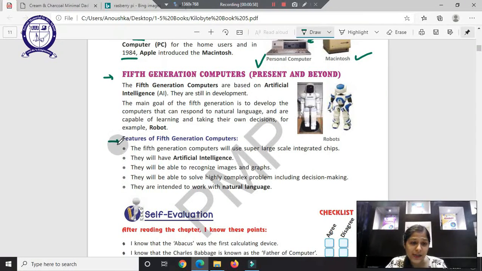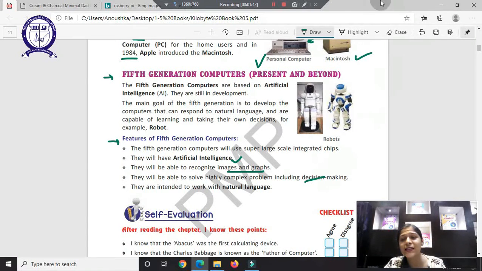What are the features, you may ask? The fifth generation computers will use super large scale integrated chips. They'll have artificial intelligence. Yes, they'll be able to recognize images and graphs. This has already started to happen, that our computers are able to distinguish between and recognize images and graphs, because while all these things are very easy for the human brain, they are extremely complex for a computer's brain. Now with the advent of so much technology, this change is coming and they can now recognize images and graphs. They'll be able to solve highly complex and critical problems, including decision making.